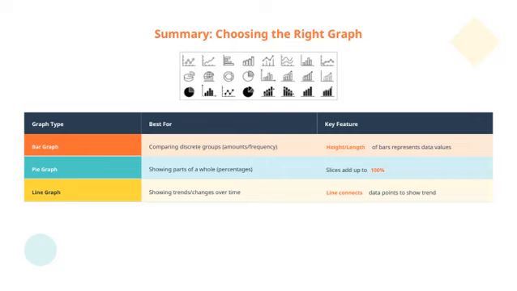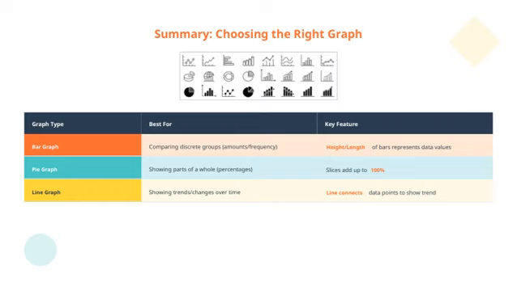Let's take a closer look at some key features of different types of graphs and when to use them. First, we have data points to show trend. These are great for illustrating how values change over time. When you see a line connecting those points, it visually emphasizes the trend or pattern you're trying to highlight. That's what we call a line graph. Next, we have slices that add up to 100%, which are used to show parts of a whole, like percentages. The pie graph is perfect for this because it clearly displays the proportions of each segment.